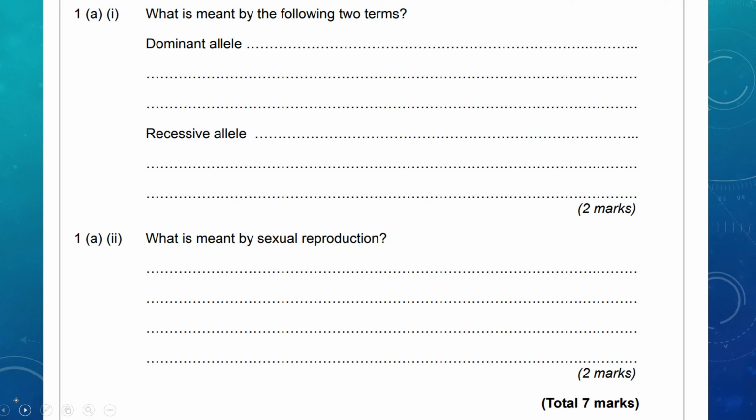The second part of this question is to do with definitions, and we've come across these definitions in this unit. We've got, first of all, the word allele, so you need to know what that means, and then we've got a definition of what is meant by a dominant allele as well as a recessive allele, and there would be 1 mark for each of these terms. Then it says what is meant by sexual reproduction, and again there are 2 marks here. So this whole question is a total of 7 marks. So if I can ask you to pause the video, write down what you think, and then we'll go over the answers to this whole question.